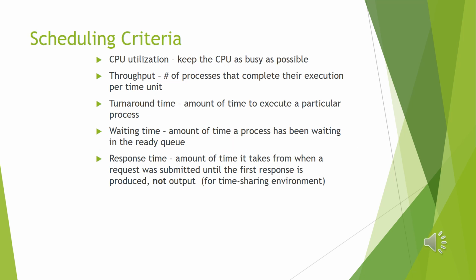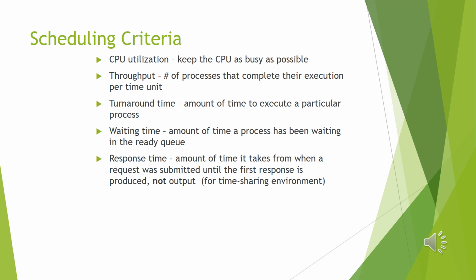Let's look at the criteria of scheduling. We have CPU utilization, which keeps the CPU as busy as possible. That is how you utilize your CPU. It makes maximum use of your CPU. We also have the throughput, which is the number of processes that complete their execution per time unit.